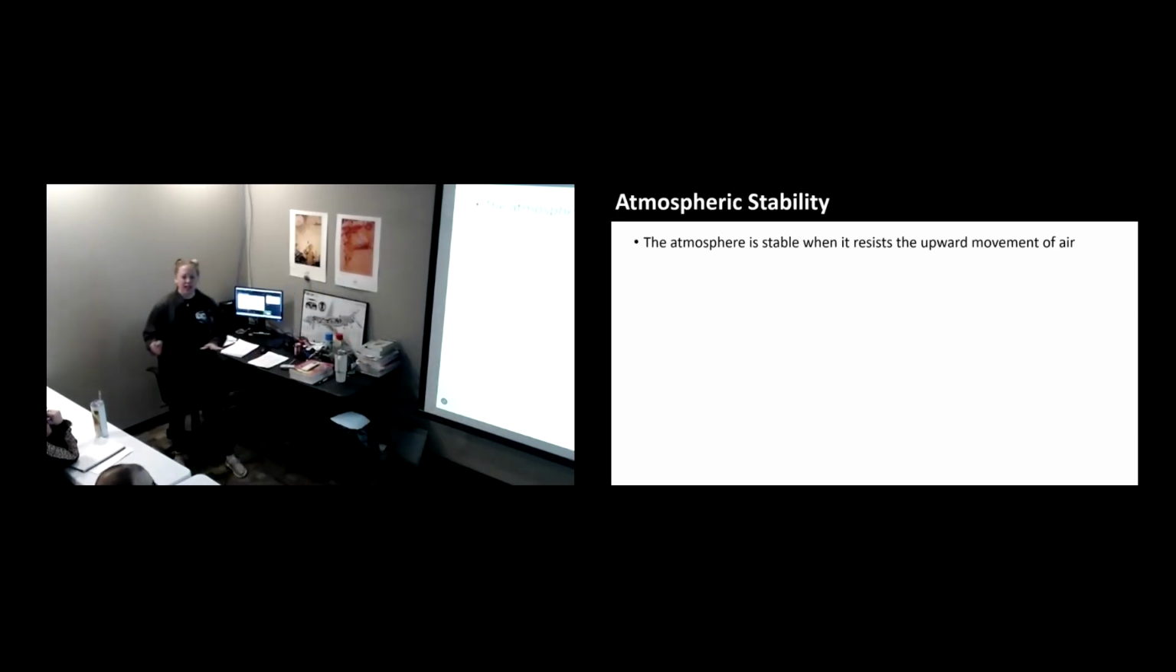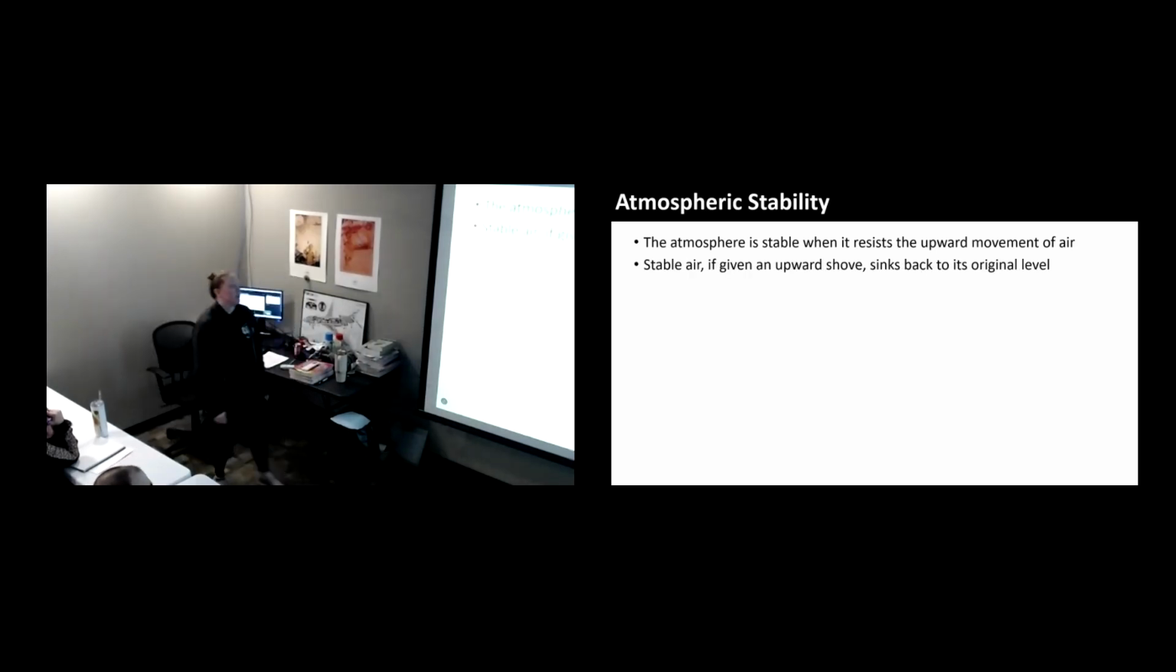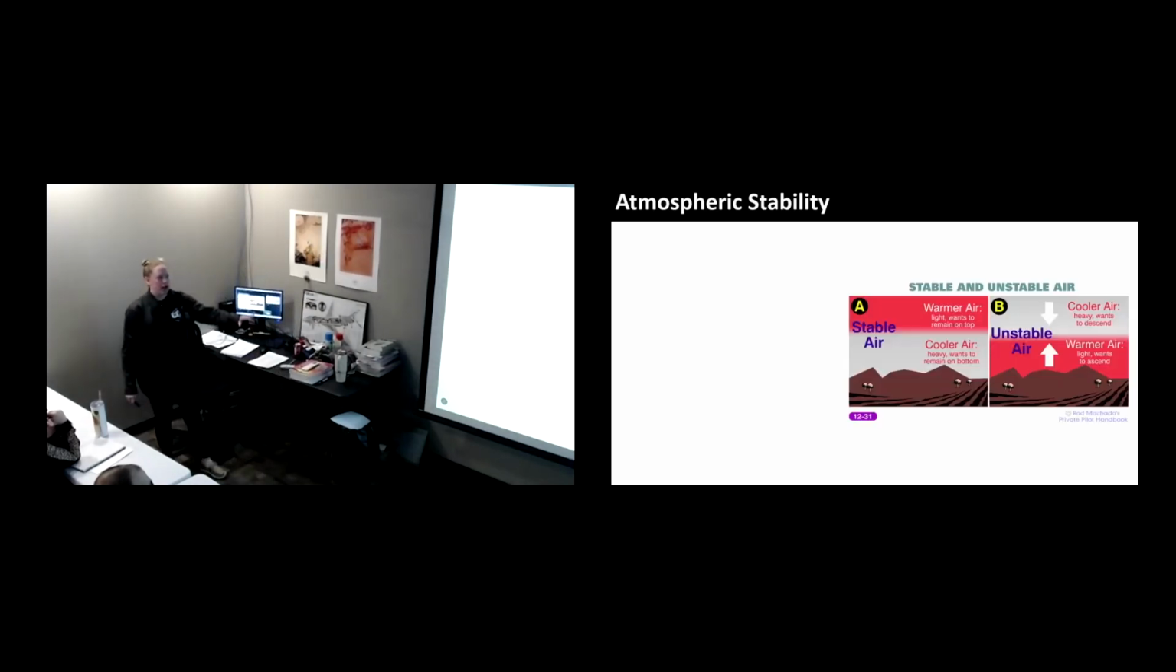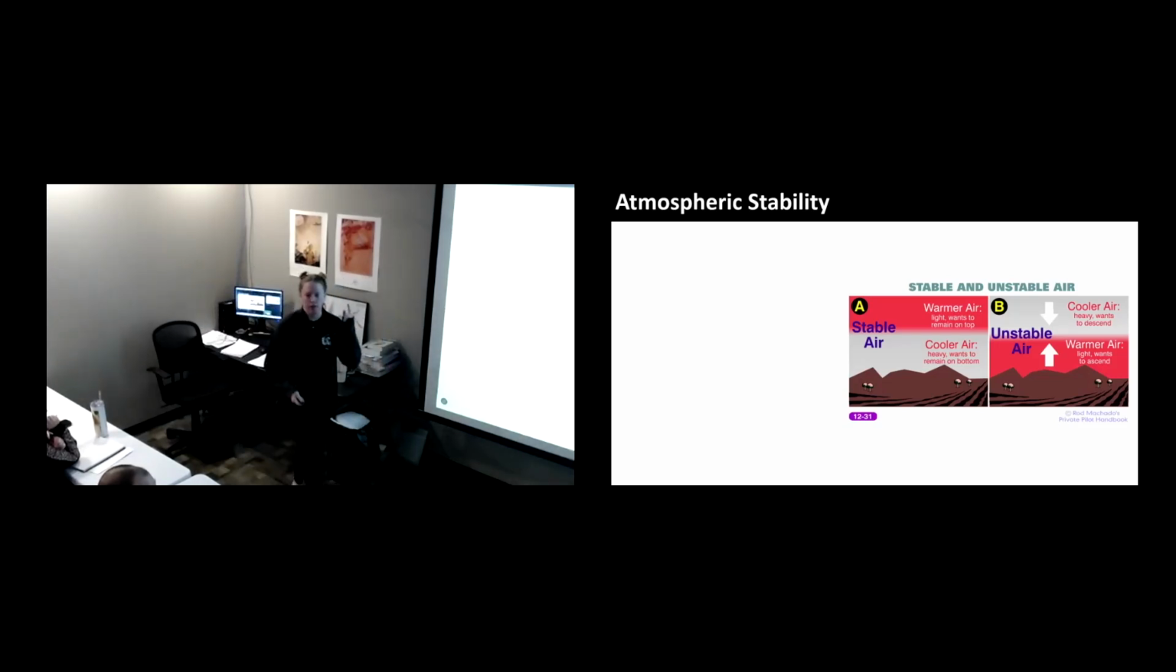The atmosphere is stable when it resists the movement of air, whether that be upward. Stable air, if given an upward shove, sinks back to its original level. If it's unstable, it lets it amplify and continue to move upwards. Stable air is when the colder air is underneath and the warmer air is on top. Why? Because hot air rises, cold air sinks. So if it's vice versa, that's where that unstable mixing of air is going to happen. Remember, that's one thing you must remember: warm air rises, cold air sinks, and when they mix, it's unstable.